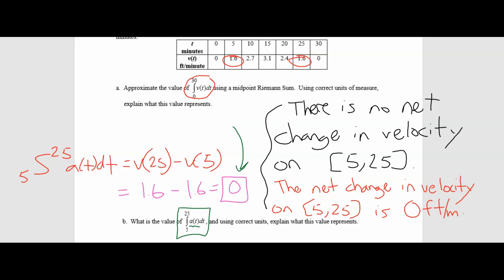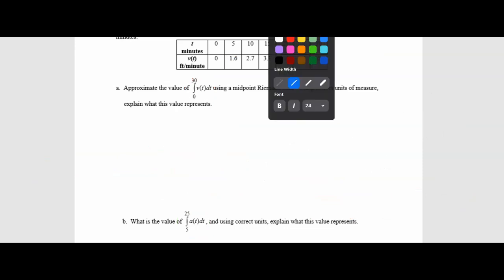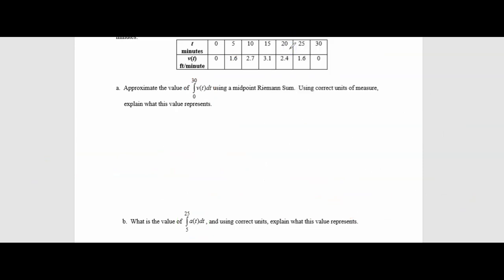Now, had I chosen a different interval, our answer may have been different, right? Let's say I'd chosen the interval 0 to 20. Well, over that interval, the net change in velocity would have been positive 2.4 feet per minute. Or if I had chosen some other interval, it could have been a negative net change in velocity.